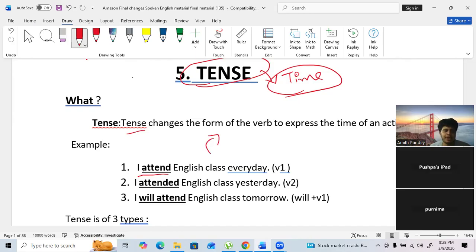For example, I attend English class every day. It means I'm talking about the present. I attended English class yesterday. It means I'm talking about the past. I will attend English class tomorrow. It means I'm talking about the future.